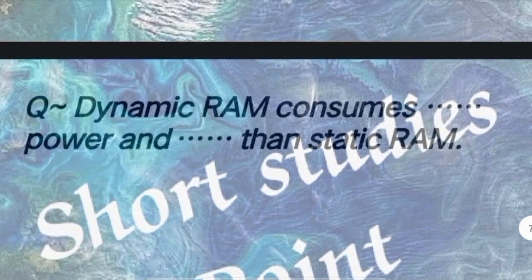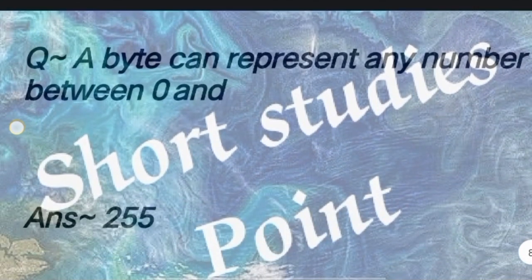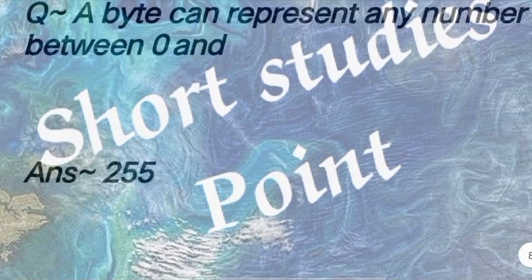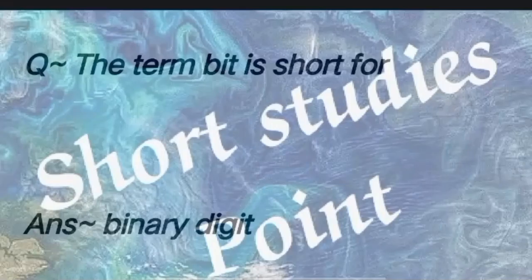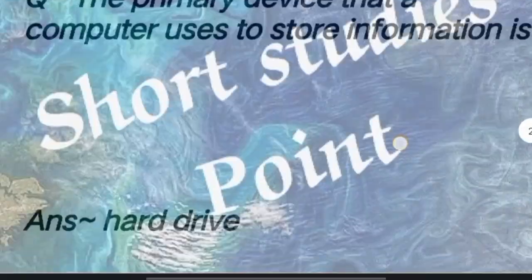Next question: dynamic RAM consumes dash power and dash than static RAM. Answer: less, lower. Next question: a byte can represent any number between 0 to 255. Question: the term bit is short for answer: binary digit. Next question: the primary device that a computer uses to store information is answer: hard drive.